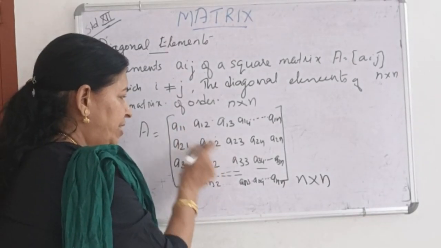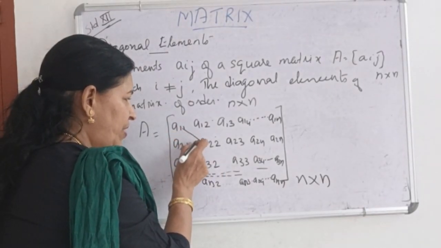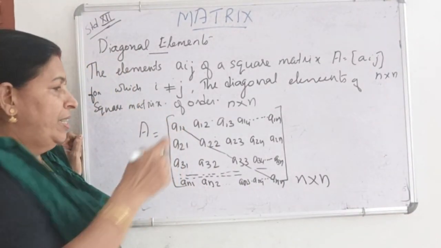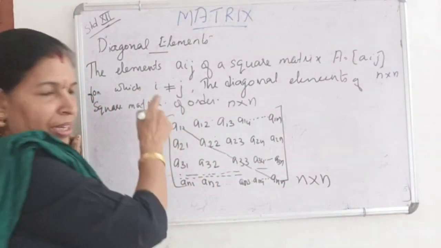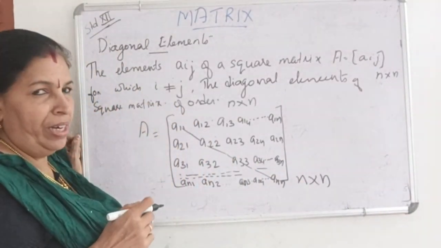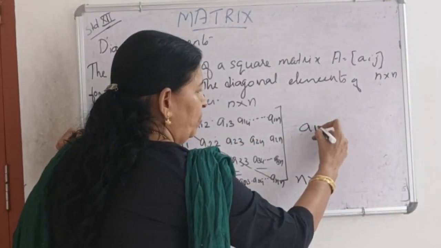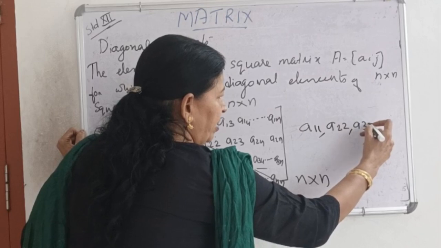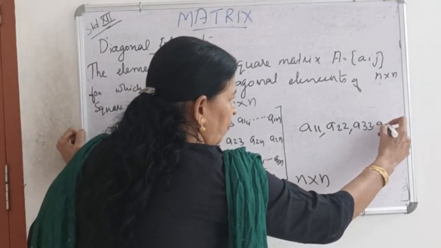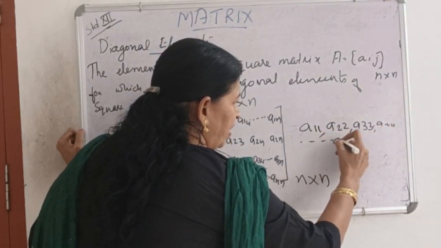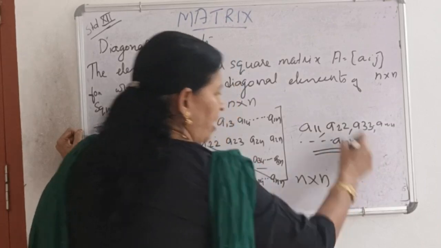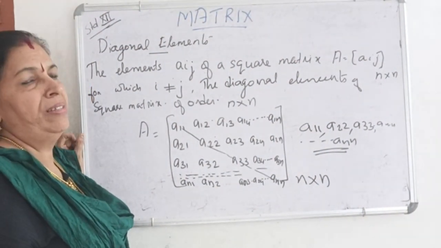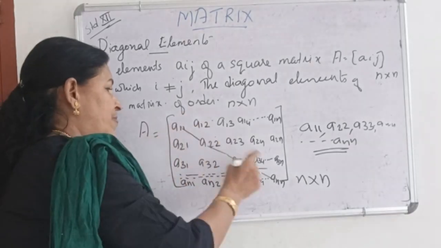Then we consider the diagonal elements. A11 lies on the diagonal of the square. Which elements go along that diagonal? A11, A22, A33, A44, etc., Ann. These elements are known as diagonal elements.